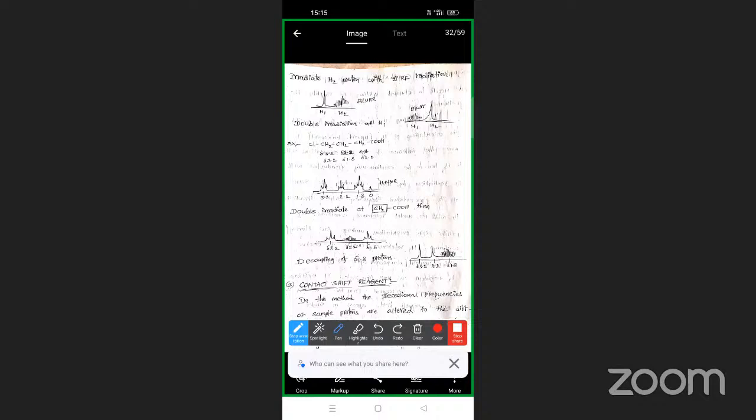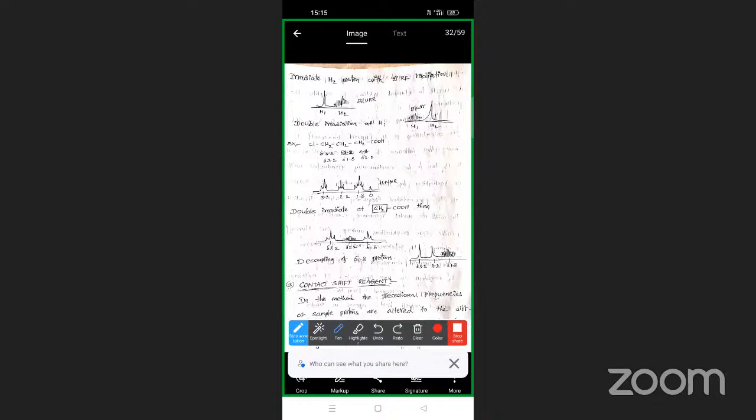In that case, the visibility of the spectra is not clear here. In that case, we'll apply this technique here. Then you will know, for example, if you don't get the clear spectra here, then we have a doubt whether this particular proton is there or not.